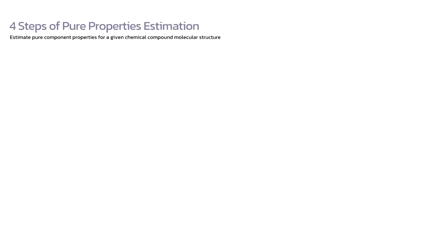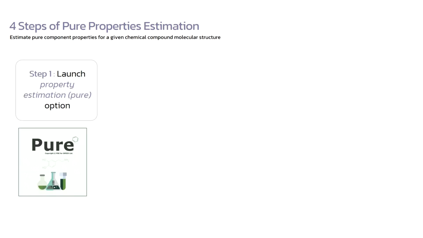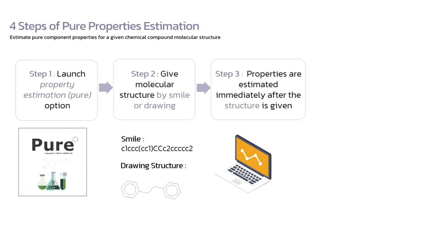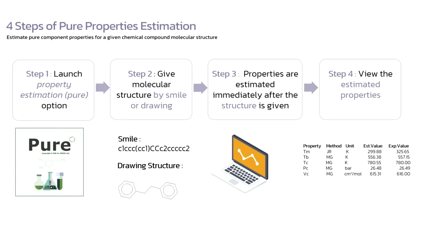PL guides the user for property estimation through 4 simple steps. First, launch the property estimation toolbox, then give the chemical compound molecular data. Here there are 2 options available. Give the SMILES data or draw the molecular structure. Next, estimate the properties, which are almost immediately shown in the results section. And finally, view and copy the properties for export to another system. We will now walk you through the conceptual steps through the demonstration of the main features of PL.